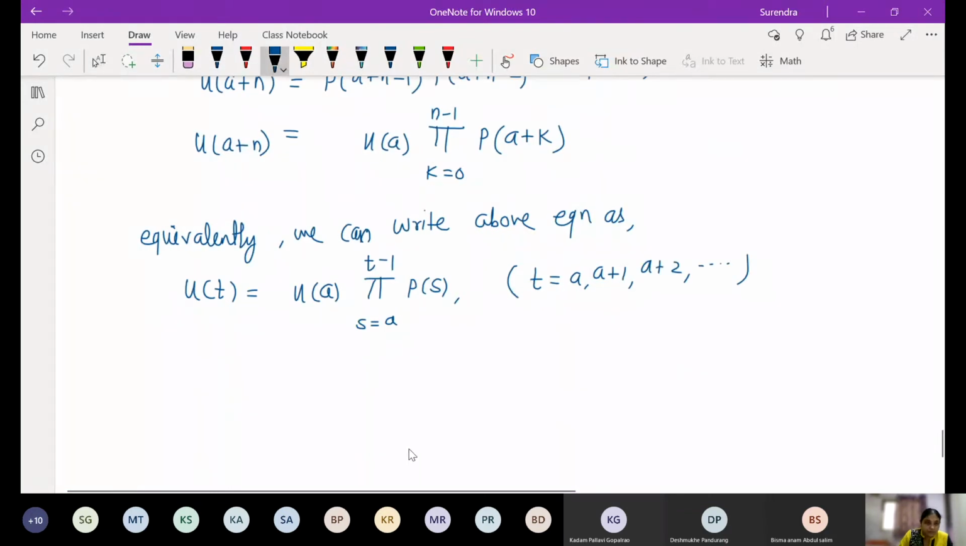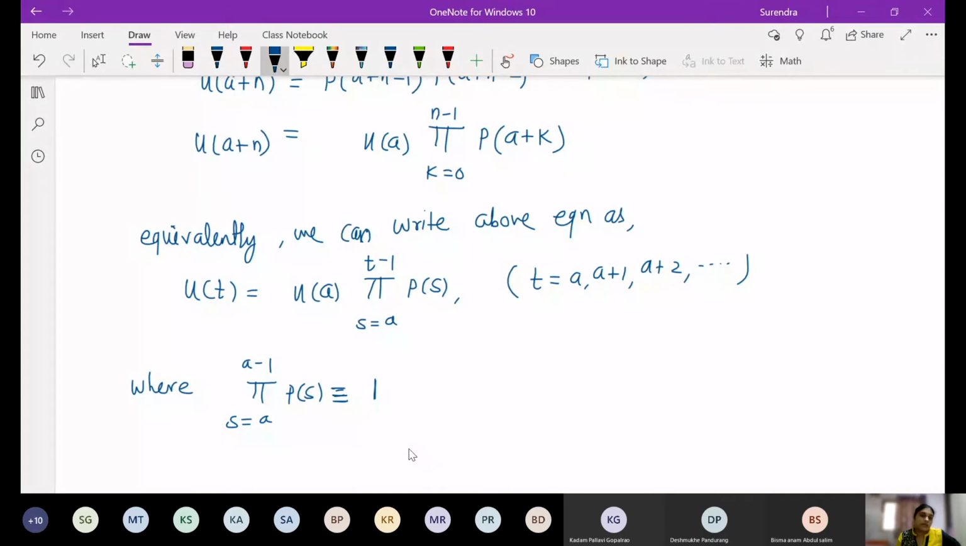It is understood that the product s equal to a to a minus 1 of p of s is nothing but 1. We use this convention, okay? Because when t is equal to a, u at a is equal to u at a. So this product, we will consider as 1. That is our most convenient form.